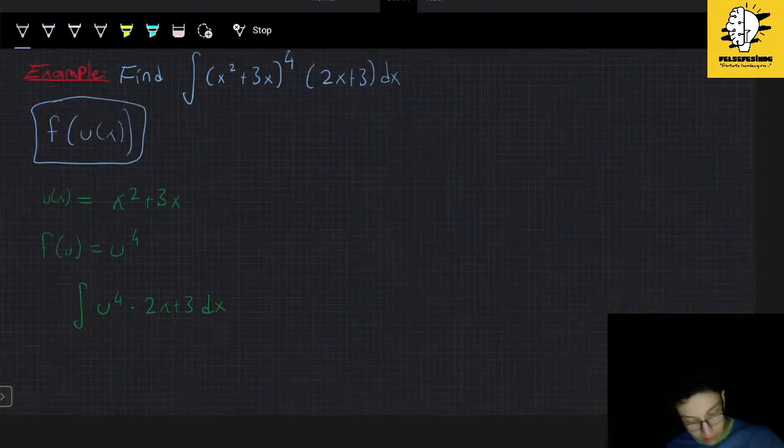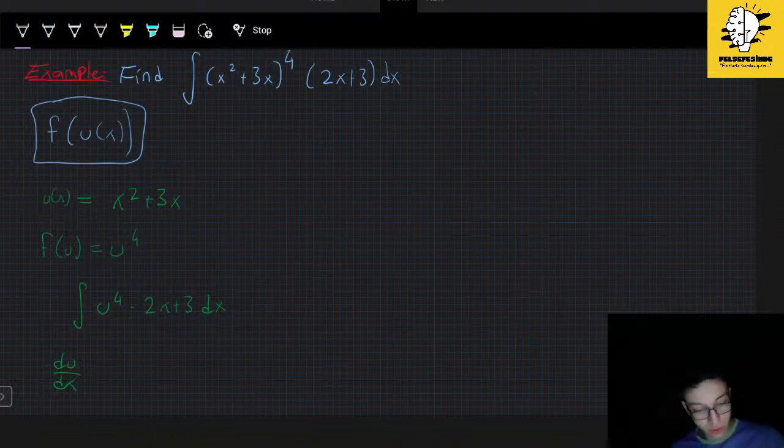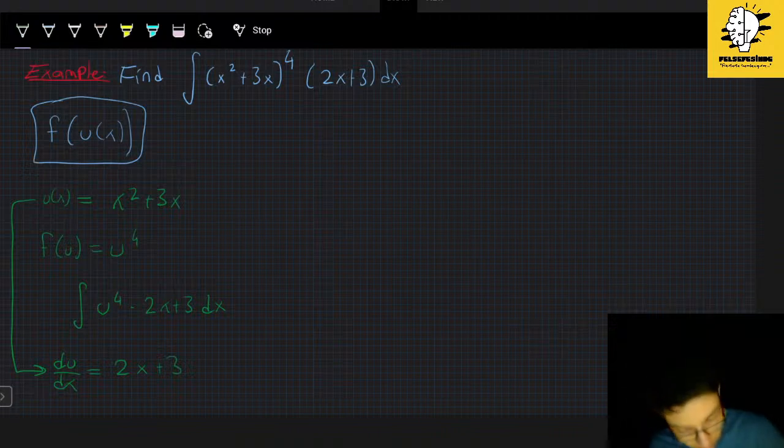Now again, you know that if I take du over dx from here, what do I see? Isn't it 2x plus 3? It is, right? Now I see that I have dx over here, so let me just make it into this form. dx is equal to du over 2x plus 3, right?